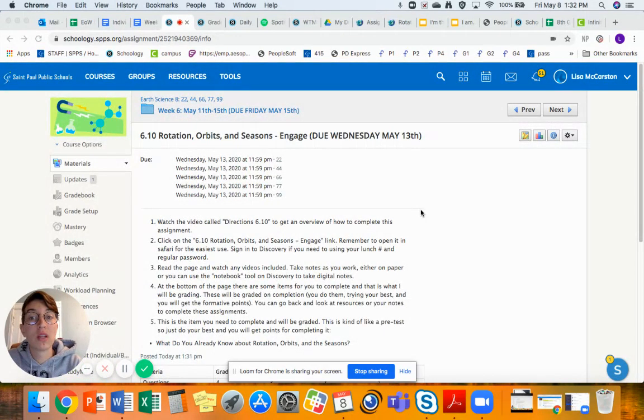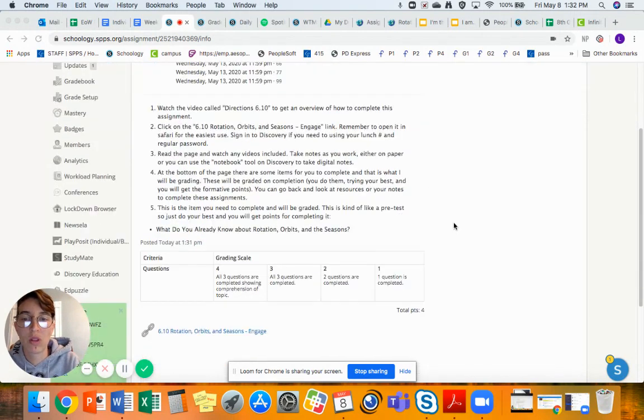This first one is the engage section for rotation, orbits, and seasons. So we've talked quite a bit about this in the planetarium when we went downstairs and went into the big dome. So hopefully that will come back to our memories for those of us who were there.